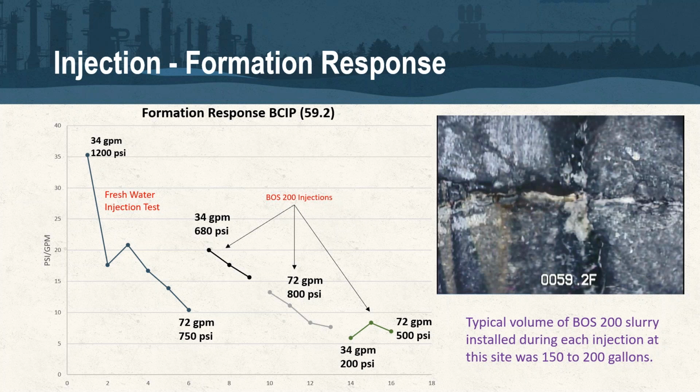Just for the audience, the typical volume of Voss slurry installed during each injection at the site was somewhere around 150 to 200 gallons for each of those individual data points that we see on the graph here. Next slide, please, Derek.